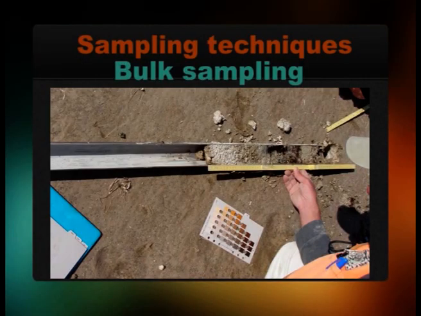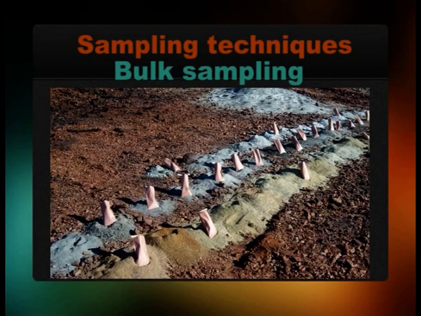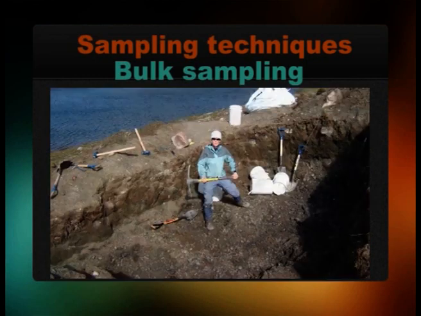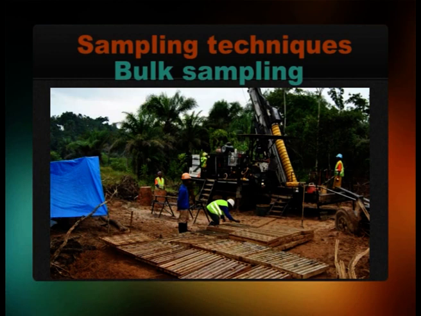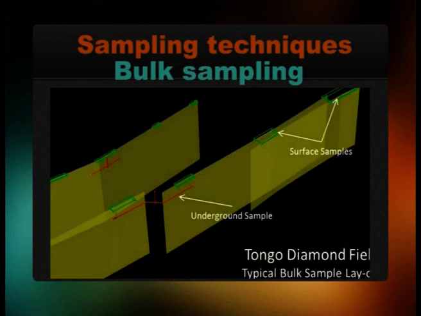Number 5 is bulk sampling. Bulk sampling is the removing of large mineralized rock, typically over 50 tons, selected to be representative of the potential ore body in order to do mineral processing tests.